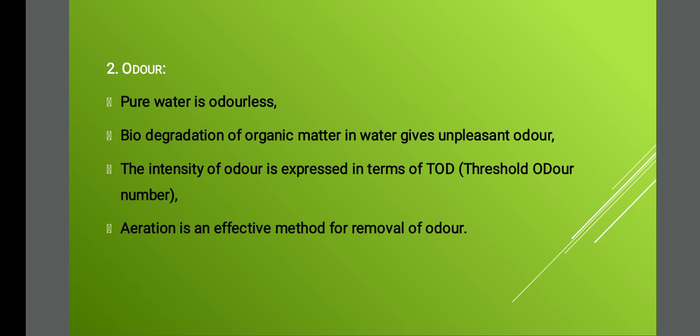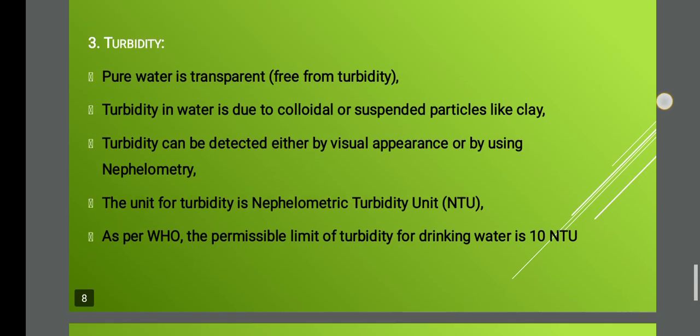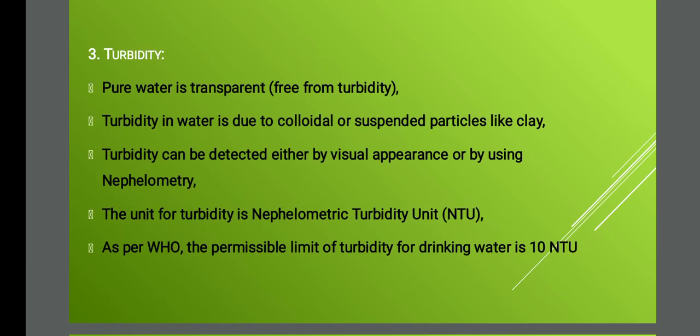Third one is said to be turbidity. If you take pure water, it should be transparent. That is nothing but free from turbidity. If it is turbid, we will not go near that water and drink it. Turbidity is mainly due to colloidal particles as well as suspended particles like clay. If dust and debris are mixed, or clay is mixed, it will have turbidity. We know the difference between clear water and turbid water. So turbidity of water is due to colloidal or suspended particles like clay.